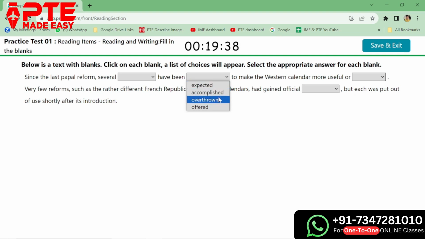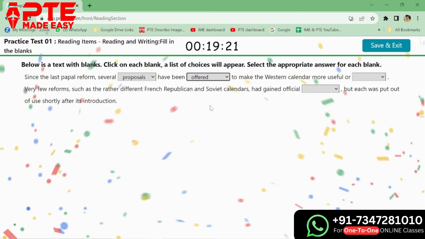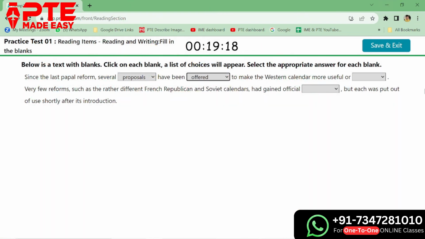Several proposals have been offered to make the Western calendar more useful, or some synonym of useful, something related to useful. Regular. Proposals offered to make the Western calendar more useful and regular, not portable. Obviously, we want the calendar to be regular.